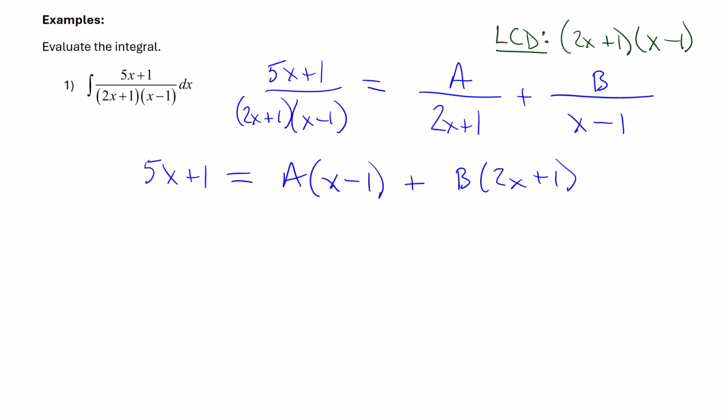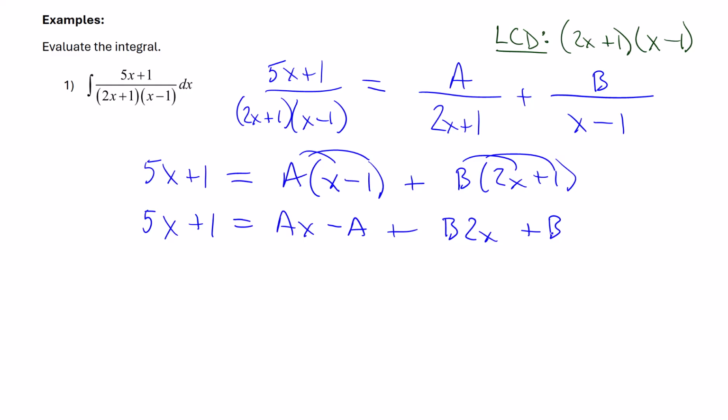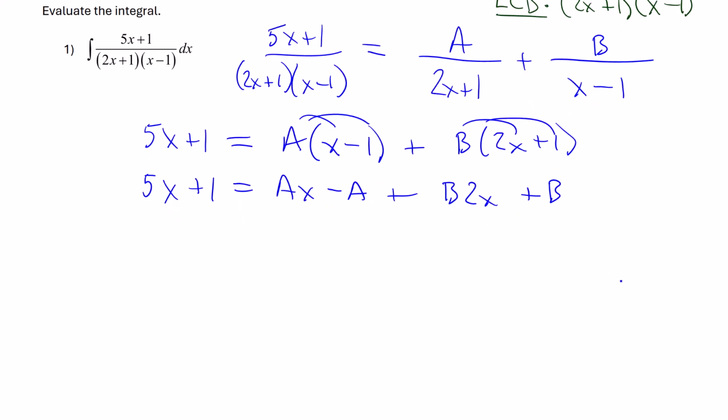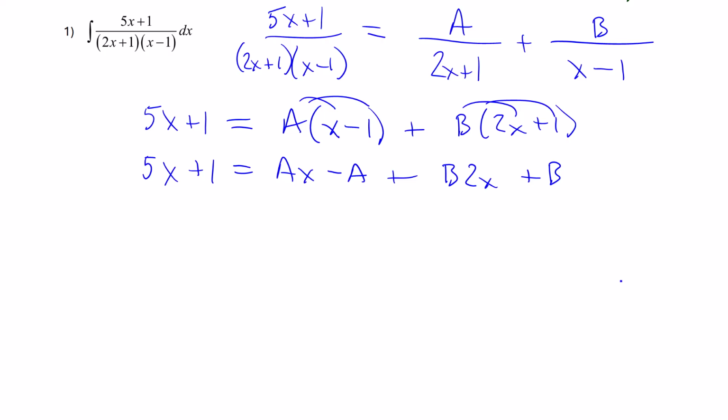As recalled again from those introductory lessons above, the next step would be to try distributing or expanding everything we have. So I'm going to rewrite this as 5x plus 1 equals, if I distribute the a, we'll end up with a times x minus a, plus distribute the b, and we'll get b times 2x plus b. Now, remember, the goal here to get the decomposition done is to figure out what a and b are. And in some cases that are fairly simple, this being one of them, there's not a whole lot of work needed. So let's see how that turns out.